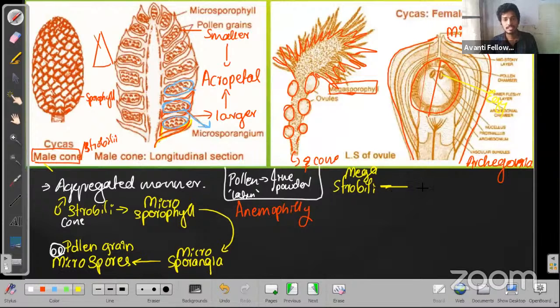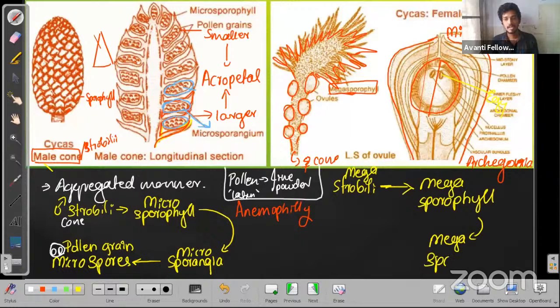This structure contains the Megasporophyll, which contains the female structures. This Megasporophyll contains Megasporangia, and the Megasporangia contain megaspores. Then what is the difference between Megasporangia and Microsporangia? Microsporangia contain hundreds of microspores, but Megasporangia do not contain hundreds of spores. It only contains one megaspore.